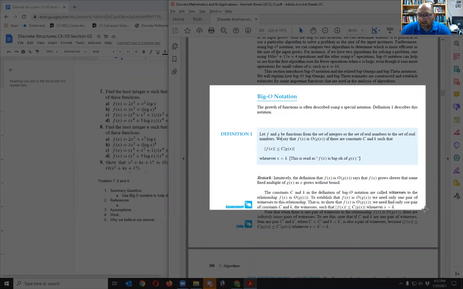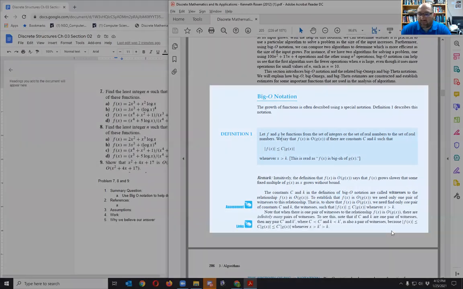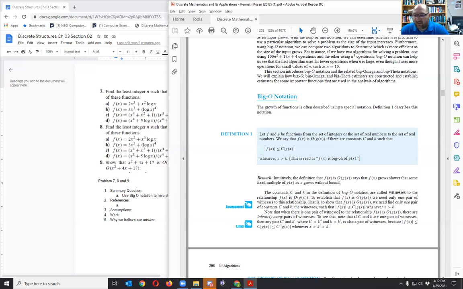I'll grab clear down to here. So let's talk about constants c and k in the definition of big O notation. They are called witnesses to the relationship. To establish that f of x is big O of g of x, we need only one pair of witnesses. We need to find only one pair of constants c and k, the witnesses, such that f of x is less than some constant c times g of x whenever x exceeds k.